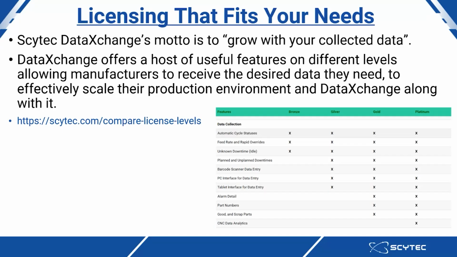Going back to our grow with your collected data motto, at Scytec, we actually advocate for people to start off on the bronze licensing level as opposed to one of the higher gold or platinum licensing levels, mainly just to get this implemented into your daily routine. On the bronze level, you're basically collecting automatic cycle statuses, feed rate and rapid overrides, as well as unknown downtime, telling you if your machine is running or not running.